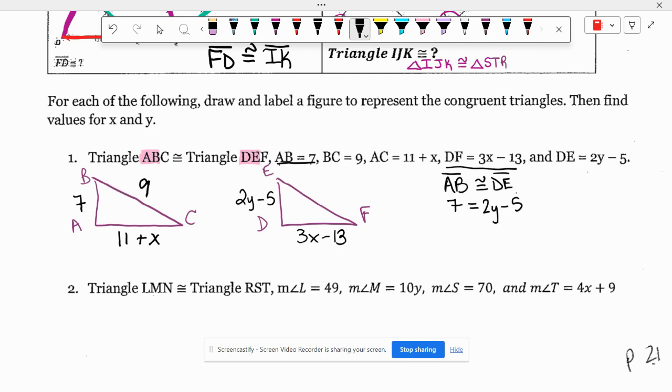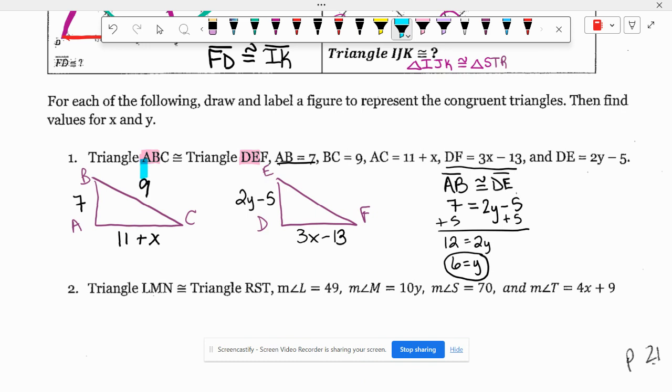Yeah, so solve that. What am I going to do? Add 5 to both sides. So 12 equals 2y. Chandler, are you taking notes? Okay. Divide both sides by 2, and I find out that 6 equals y. So we've solved for y. Well, what else do I know?